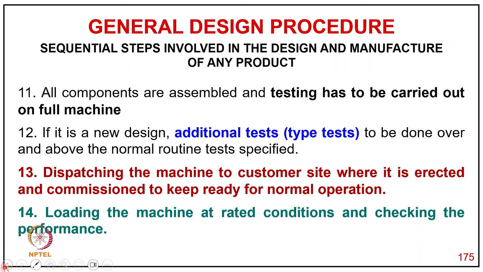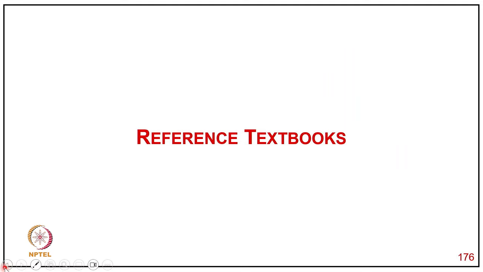As the 11th step, all the components are assembled and testing has to be carried out on the full machine. In the 12th step, if it is a new design, additional tests, type tests, are to be done over and above all normal routine tests specified. As the 13th step, dispatching the machine to the customer site where it is erected and commissioned to keep it ready for normal operation. And as the 14th step, loading the machine to ready condition and checking the performance.